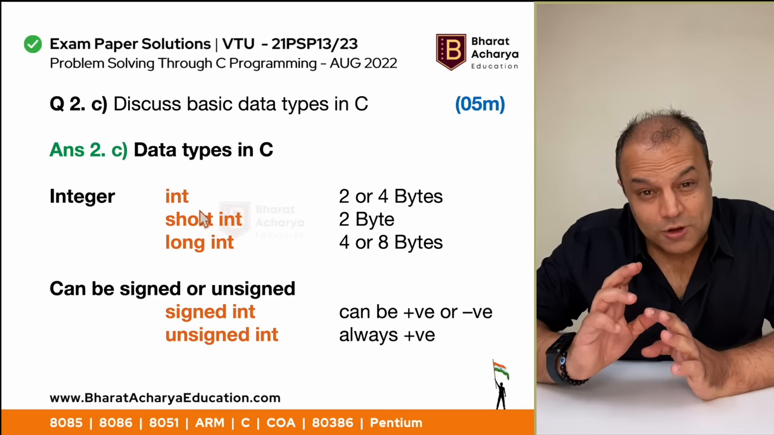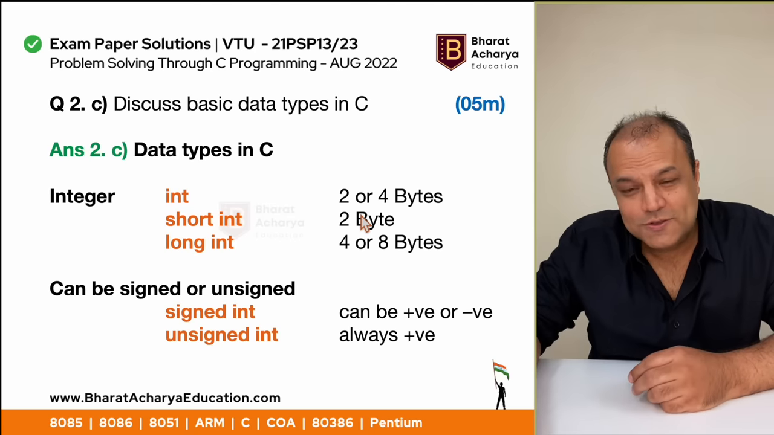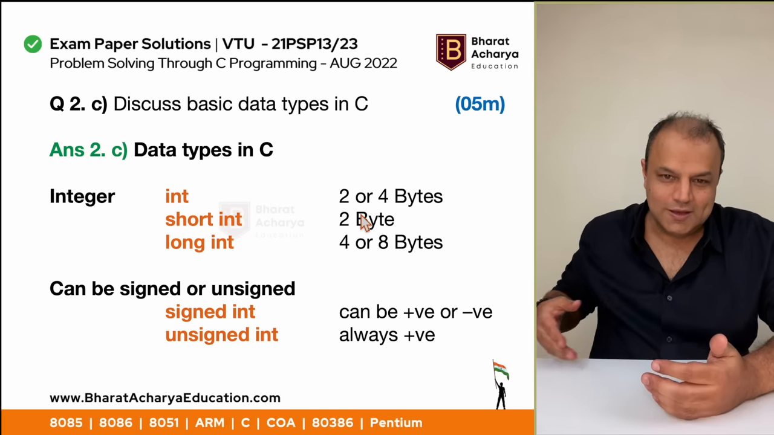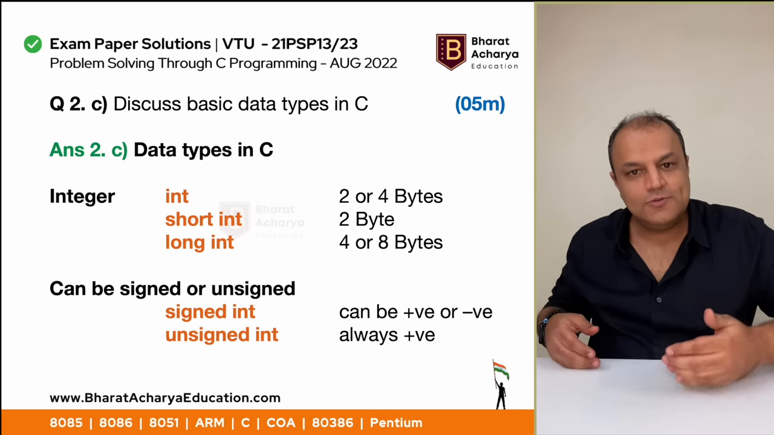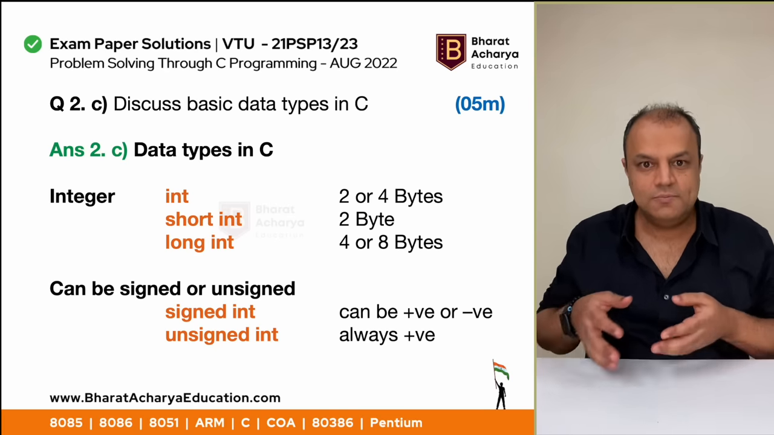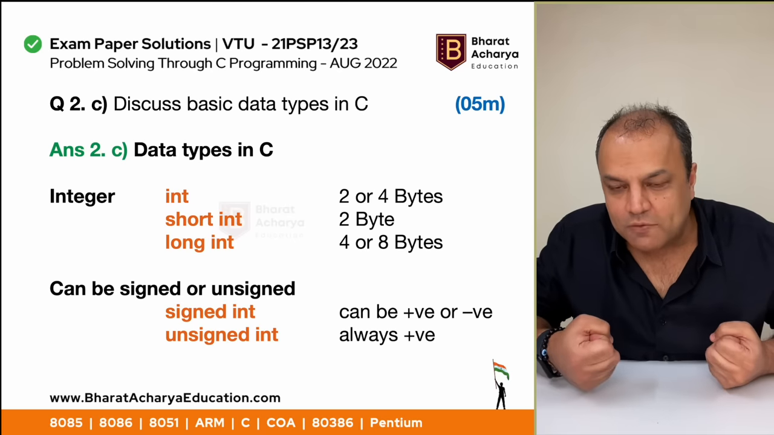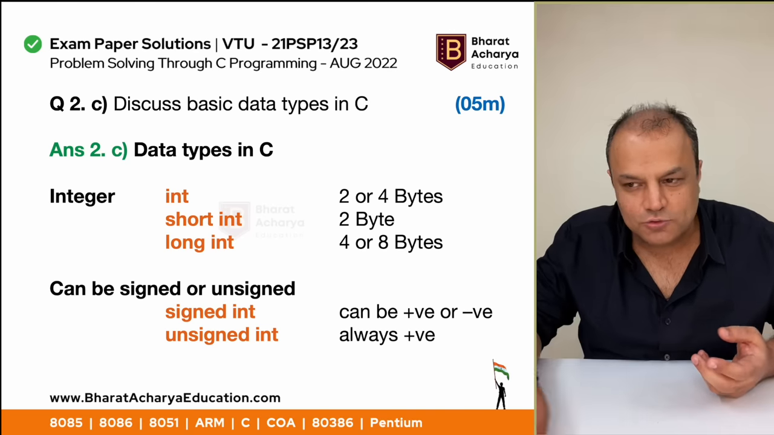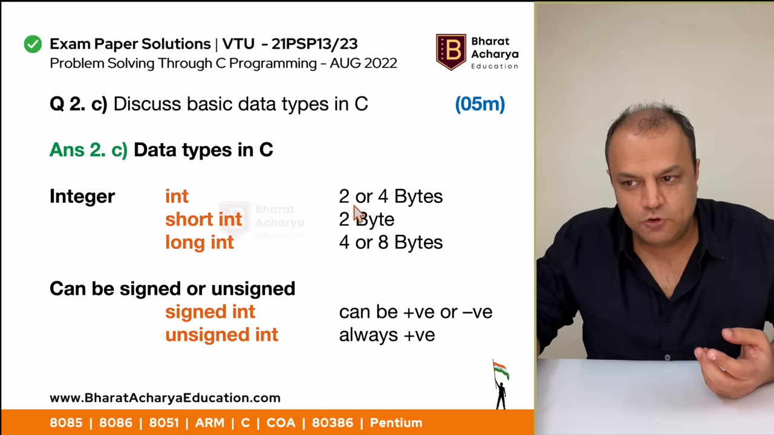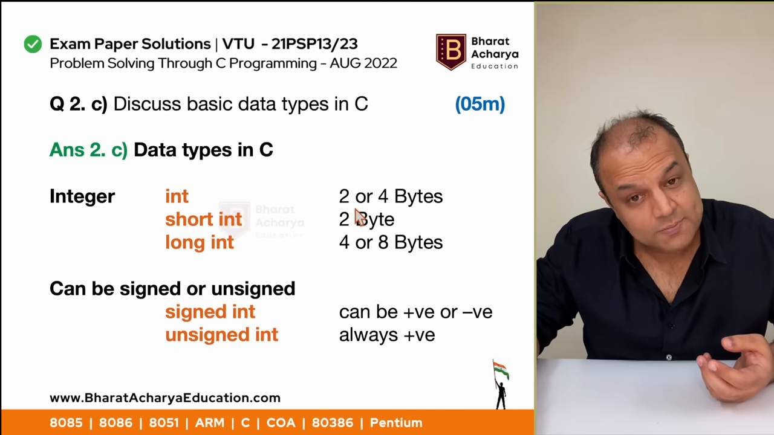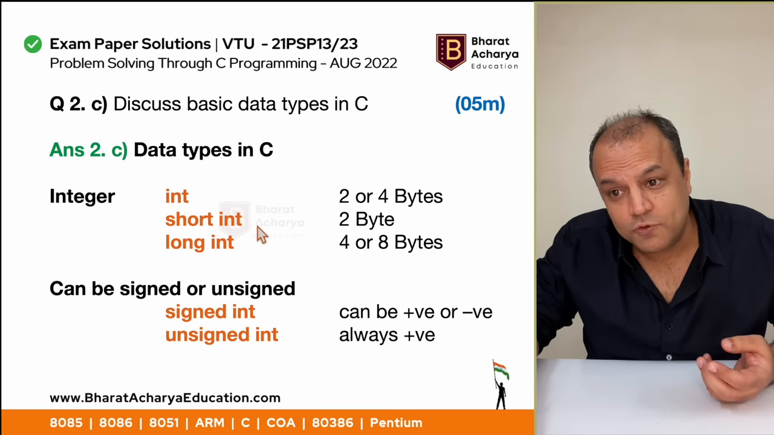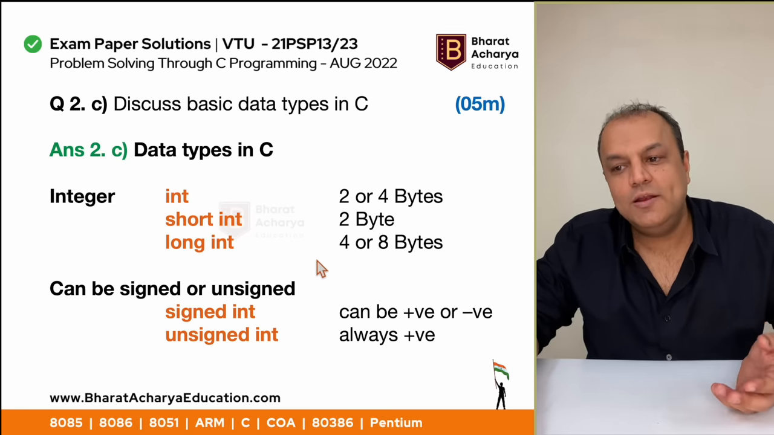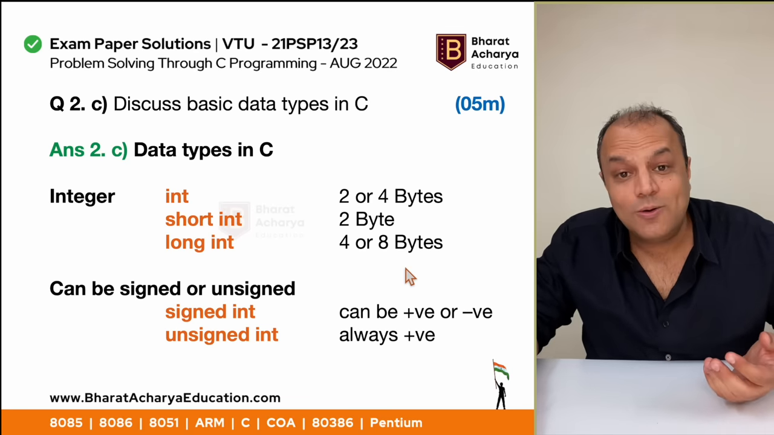Int also, in the original implementation of C, was just 2 bytes, but then over the years, as the 70s got into the 80s, got into the 90s, got into this millennium, the world changed and became so powerful in programming, they realized 2 bytes is too small, so they changed the normal int to 4 bytes. That's why it's 2 or 4. In the initial implementation, it used to be 2, now it's 2 or 4. Short int is always 2, and then long int, which earlier was 4, is now 8 bytes.